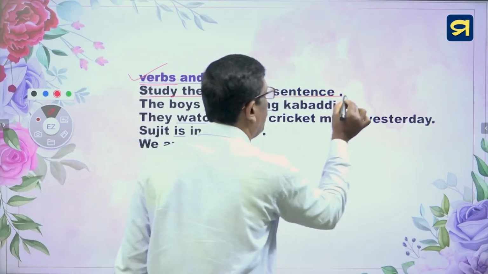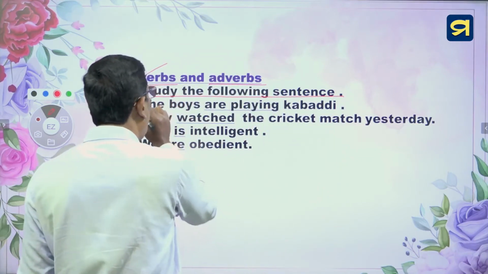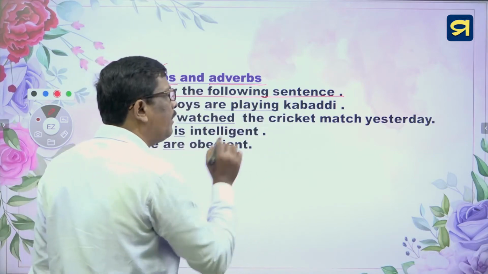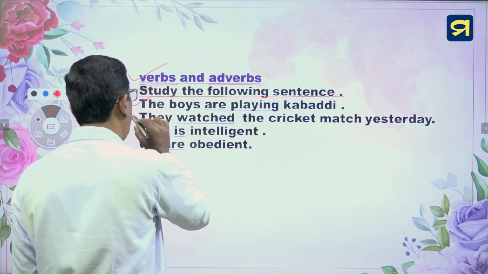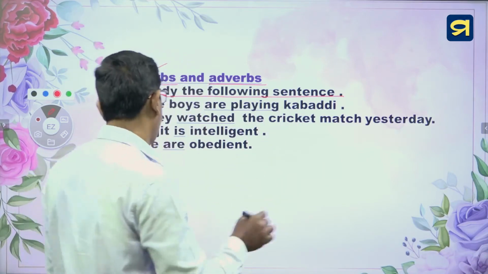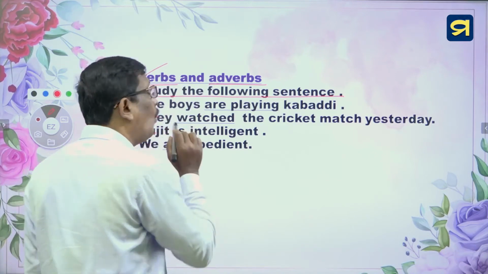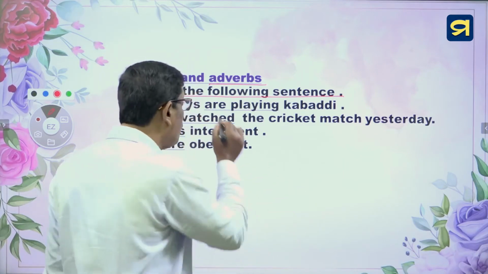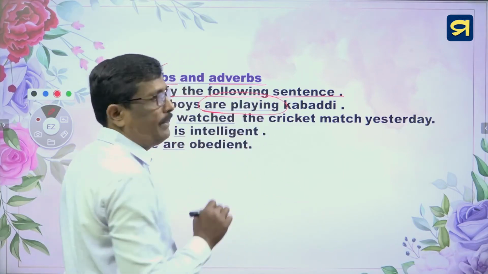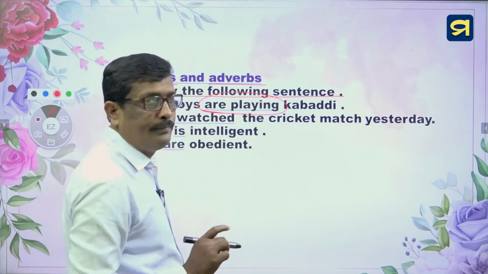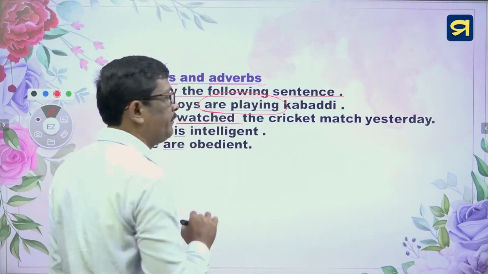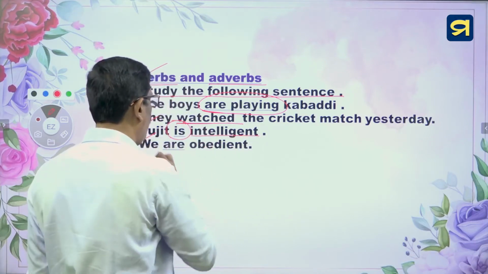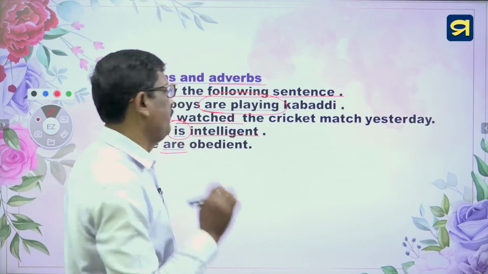Study the following sentences. Number one, the boys are playing kabaddi. They watched the cricket match yesterday. Sujit is intelligent and we are obedient. Dear students, you just notice the verbs have already been underlined. Are playing is the verb phrase here, and watched is the verb here. Here intelligent is the adjective, and is is the verb. And are is the verb here.